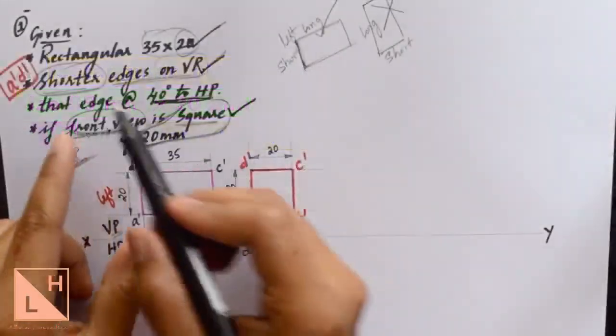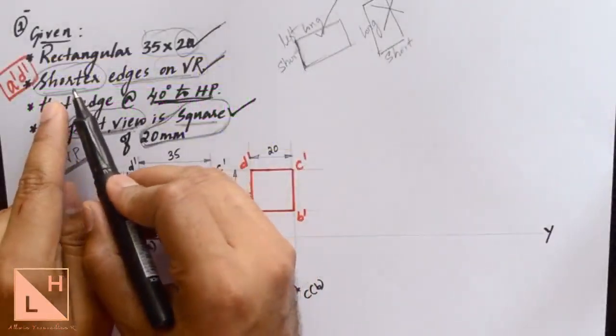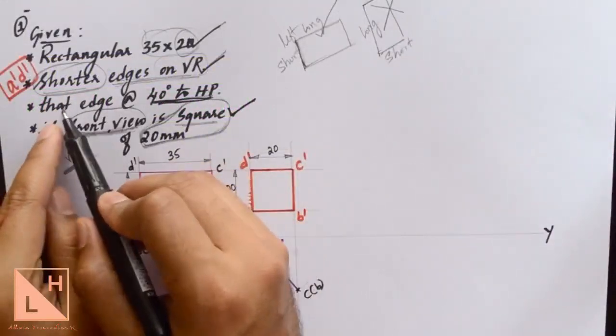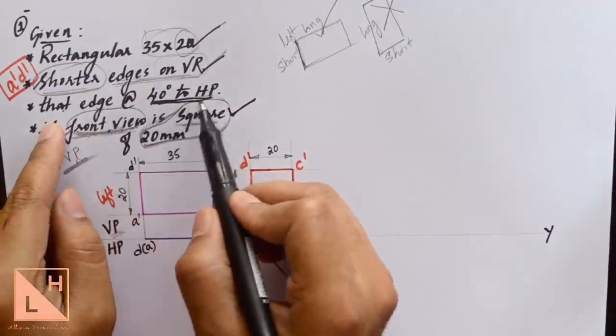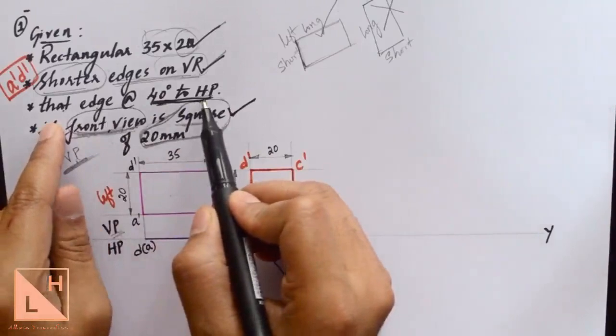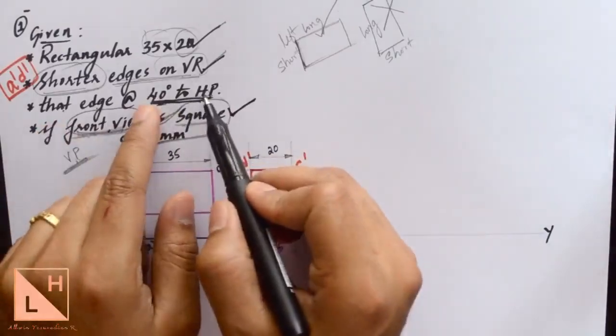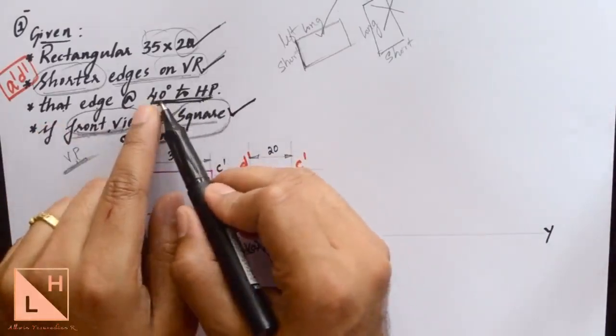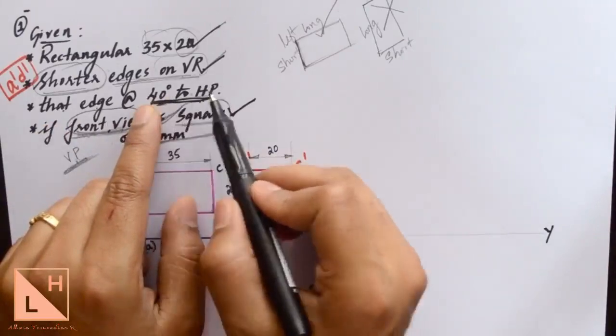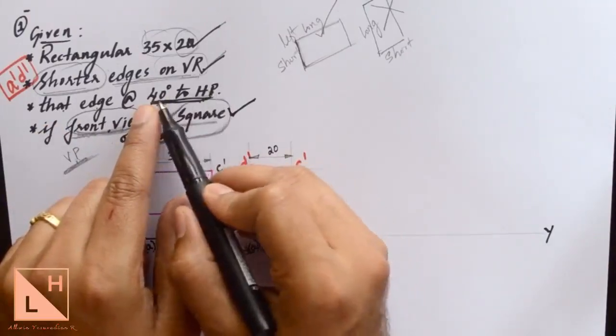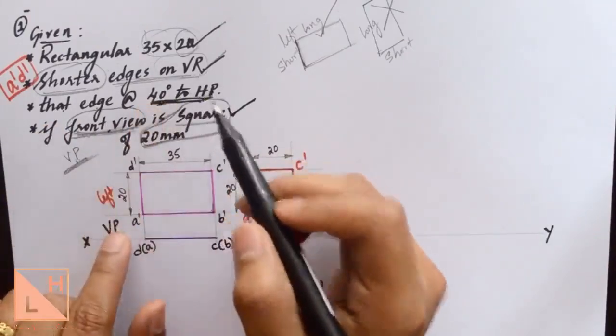So it is clear from the question that the condition is given with respect to the shorter edge, and that same shorter edge is making an inclination of 40 degrees to HP. Once again, the angle to HP, you are going to draw this, or this angle will appear in the opposite plane. So 40 degrees to HP means we are supposed to draw this 40 degrees on VP.